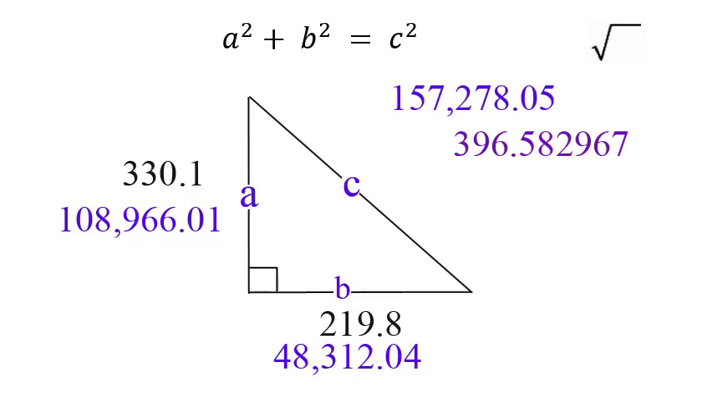This square root value is 396.582967, and actually the number goes on and on. But I only want it evaluated to the first decimal place. The first decimal place would be where the number 5 is. I will take the number to the right of the 5, which is an 8, and since it is greater than 5, I'm going to round up the 5 to a 6. So my answer is going to be 396.6.